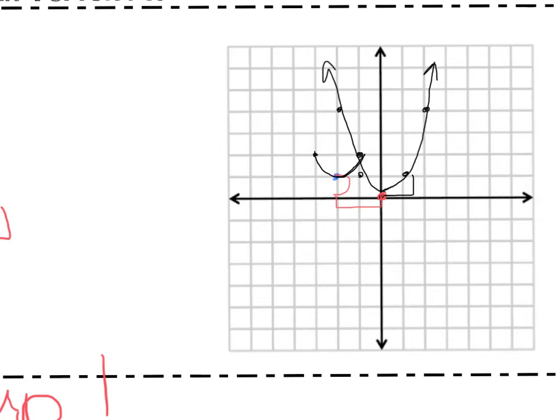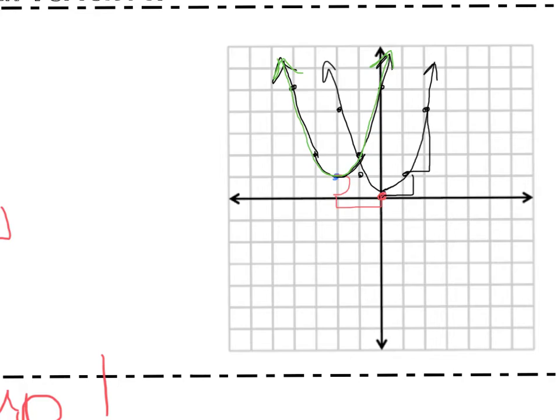Then notice from this point, we went over 1 and up 3. So if we go over 1 and up 3, we're going to have a coordinate here and here. So here, maybe it will help if I put it in a different color, is the equation of example 1.